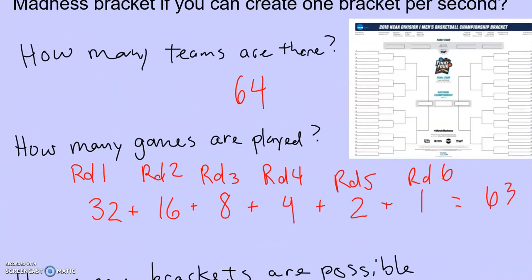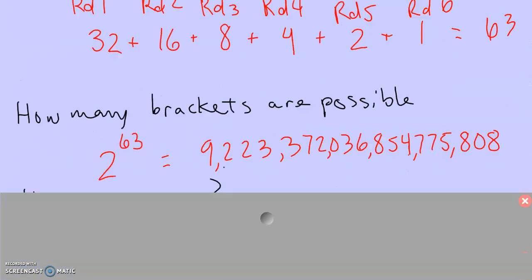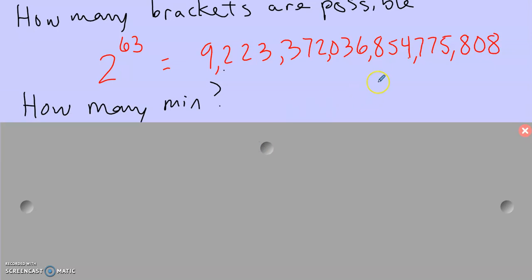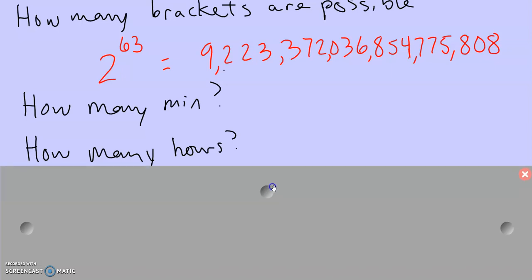Now the question is, could you make all 9.2 quintillion of those if you could complete a new bracket every second? Well, basically, it would take you 9.2 quintillion seconds. But I want to put that into something that's a little more understandable. So I take that number and I convert it to minutes by dividing it by 60. I'm not going to write that answer down because it's another really big number.